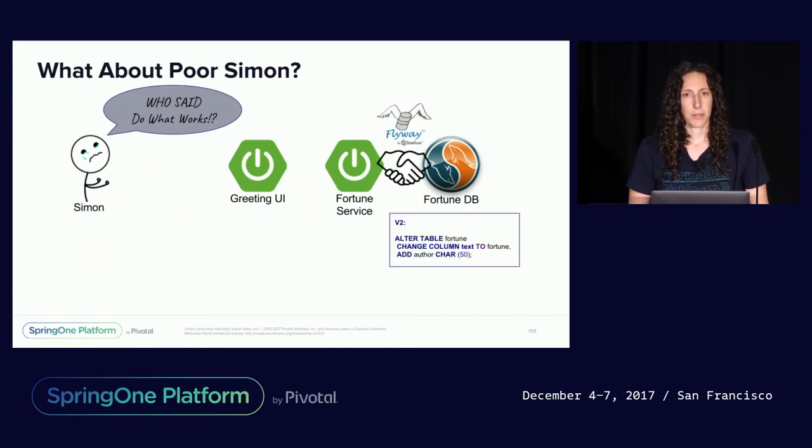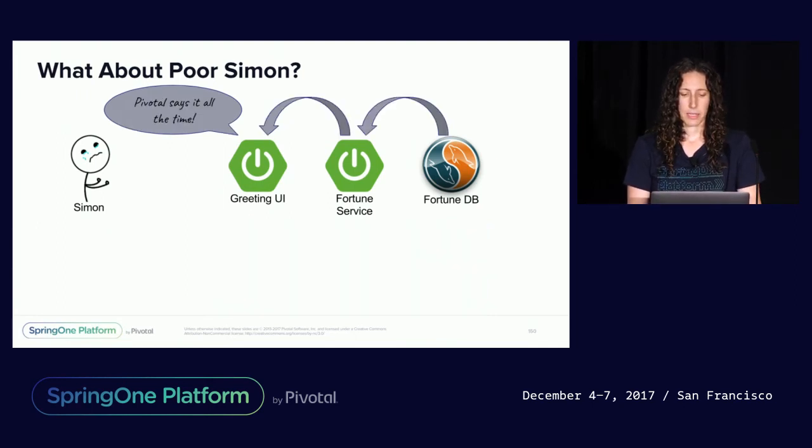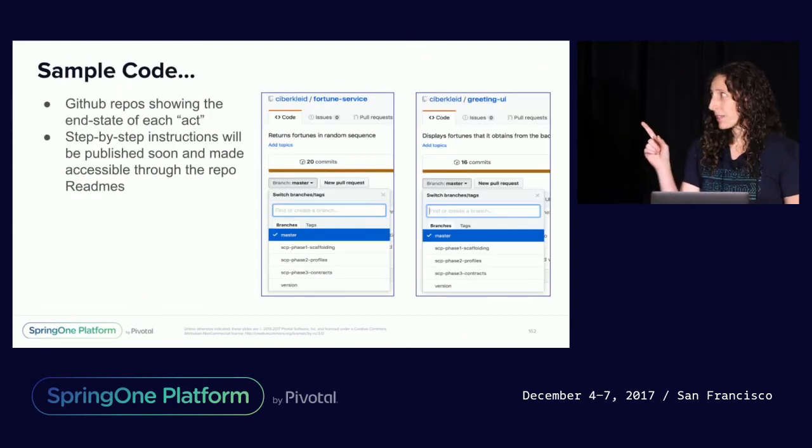Fortune and the database can agree on database versioning, which gives the database side autonomy to make changes as they wish. And Greeting and Fortune can instantly create pipelines to run through all these changes automatically and catch changes quickly. So now we can tell Simon that Pivotal says it all the time. To which Simon says, oh, right, I knew that.